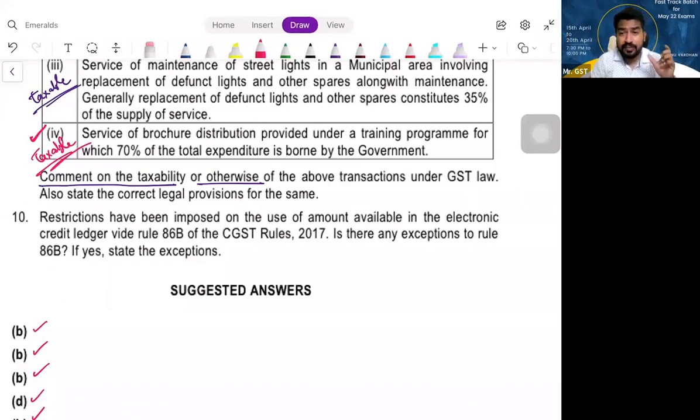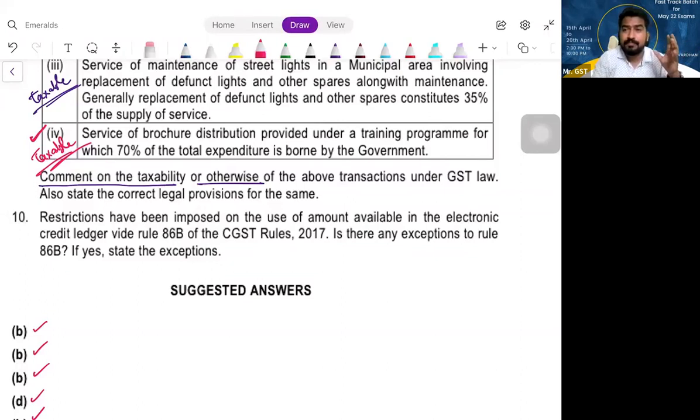At least now you have a little bit of a hint what is happening. By Rule 86B. Is there any exception to Rule 86B? If yes, state the exception. Are they asking you what Rule 86B is, to whom it is applicable? No, nothing. Straight away they are asking, are there any exceptions? Yes, sir. To government and local bodies. Do you remember the exceptions?